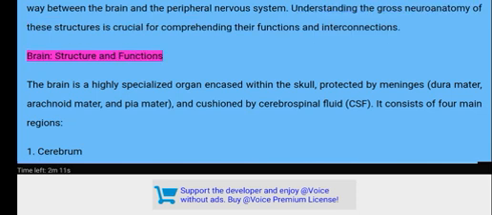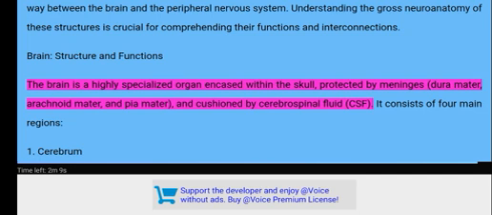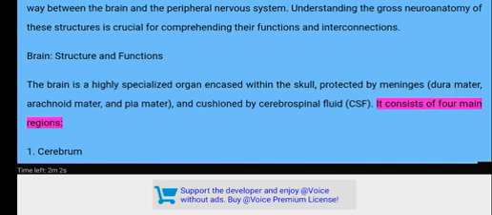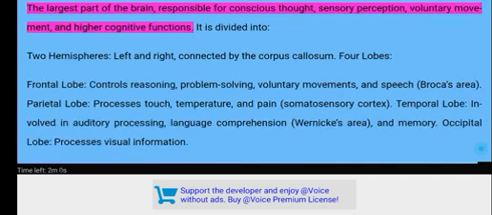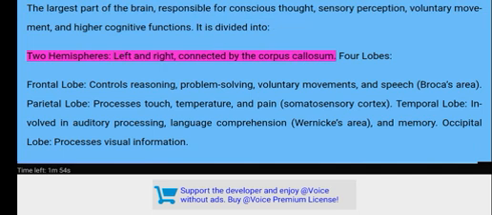Brain, structure and functions. The brain is a highly specialized organ encased within the skull, protected by meninges (dura mater, arachnoid mater, and pia mater), and cushioned by cerebrospinal fluid, CSF. It consists of 4 main regions. 1. Cerebrum. The largest part of the brain, responsible for conscious thought, sensory perception, voluntary movement, and higher cognitive functions. It is divided into 2 hemispheres, left and right, connected by the corpus callosum.